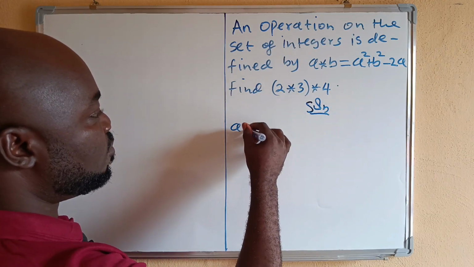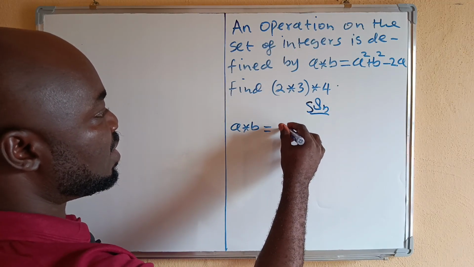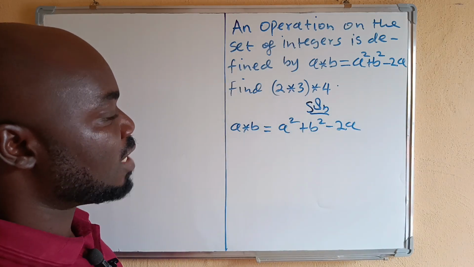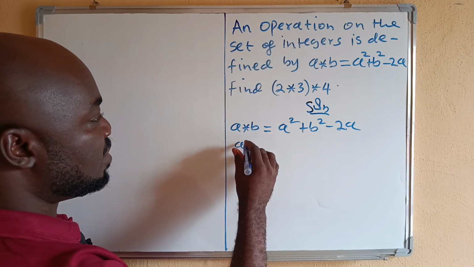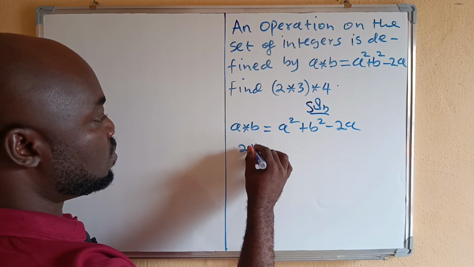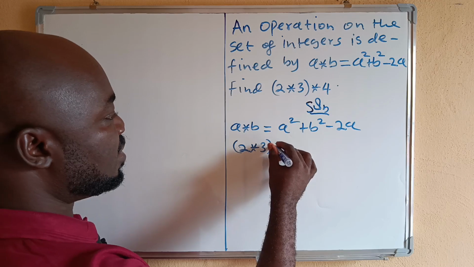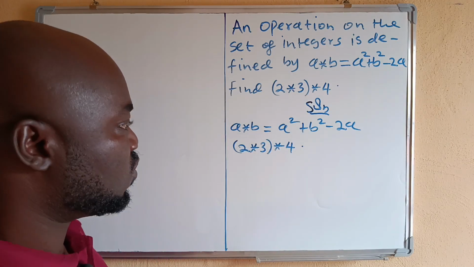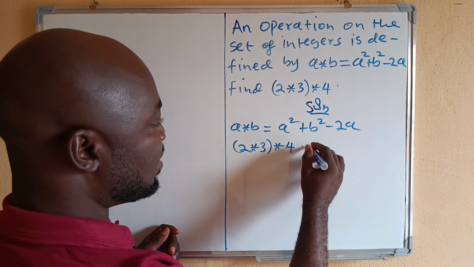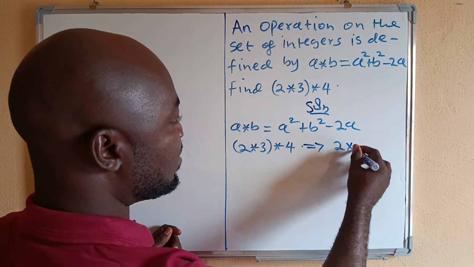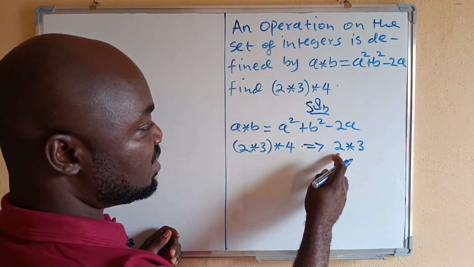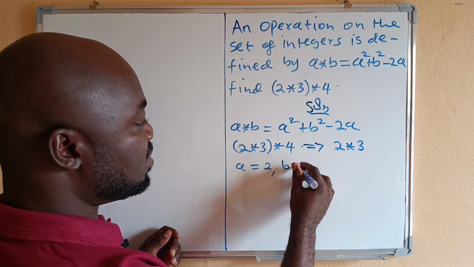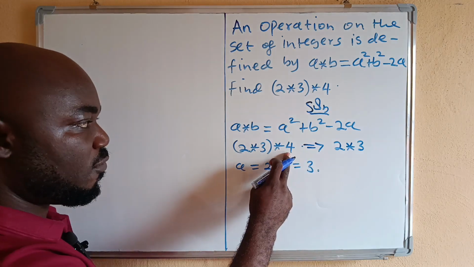Now we have a operating with b as a squared plus b squared minus 2a. And then we are asked to evaluate 2 asterisk 3 and then 4. Now at this point, we can't carry all of them together. First, we work on 2 asterisk 3. That's our main aim. So we take A to be 2 and then take B to be 3. We'll come back to 4.